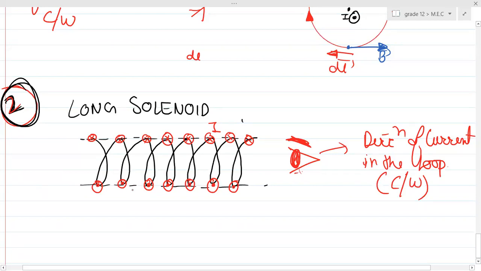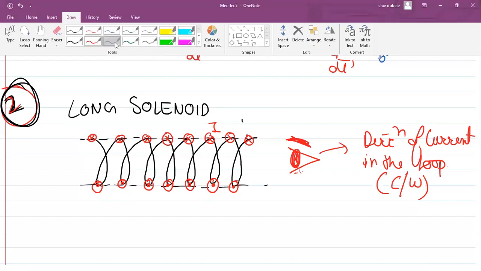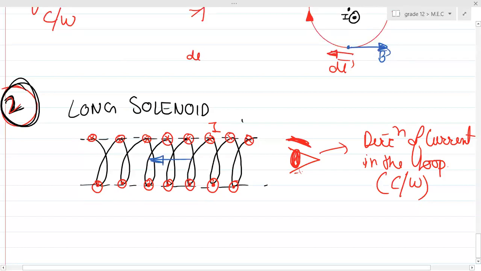Now, when the direction of the current in the loop is clockwise, then the magnetic field will be pointing in this direction. Can you apply the right hand thumb rule, guys? Yes or no? And do you remember the formula for the magnetic field inside a long solenoid? It is equal to mu naught into n i. Does everyone remember this?